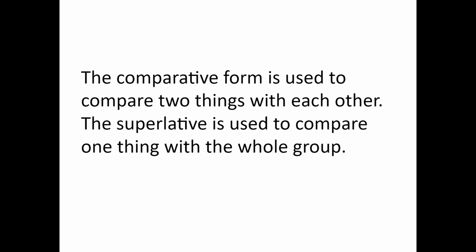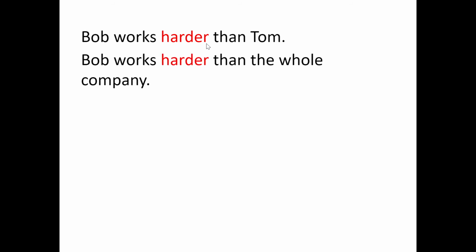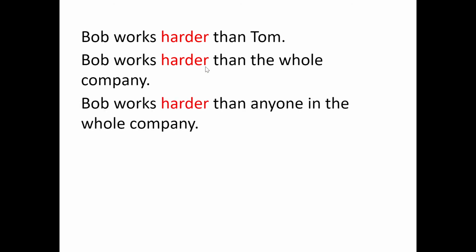Now, we usually say that the comparative form is used to compare two things with each other, and the superlative is used to compare one thing with the whole group. So Bob works harder than Tom. There are two people, so we use the comparative harder. However, we can also say Bob works harder than the whole company, because in this sentence, we're imagining two things. There's Bob and there's the whole company, and we're comparing these two things. For the same reason, we would use the comparative here.